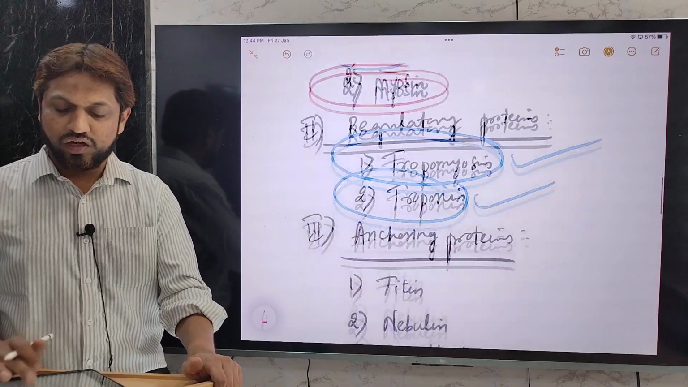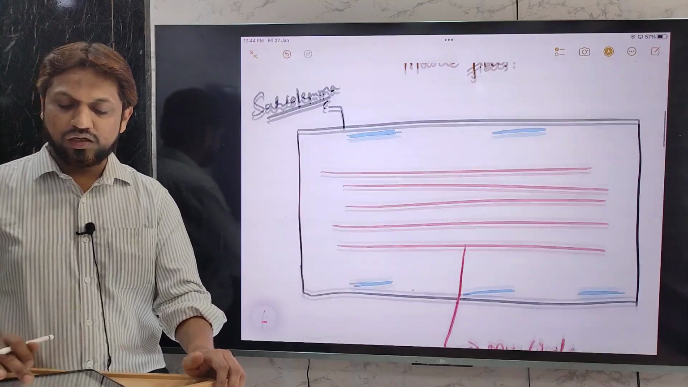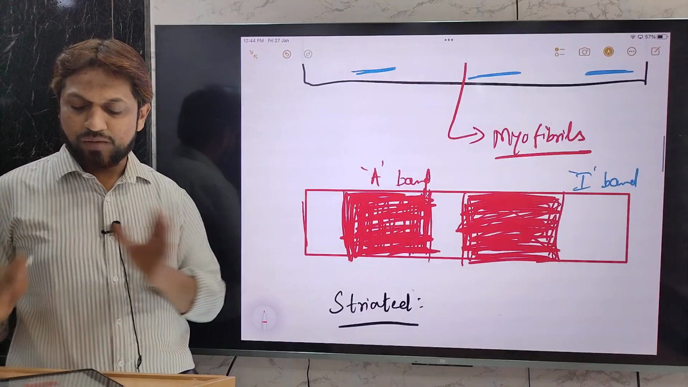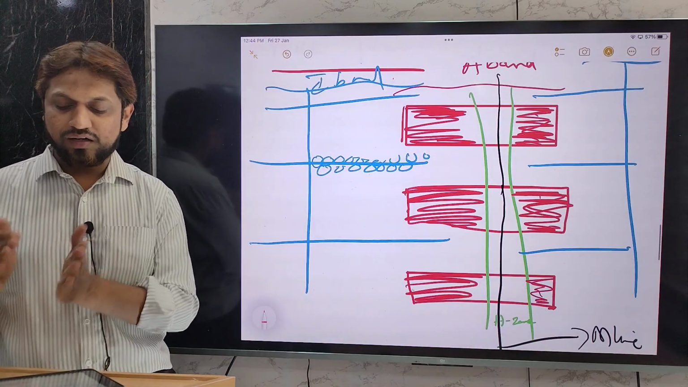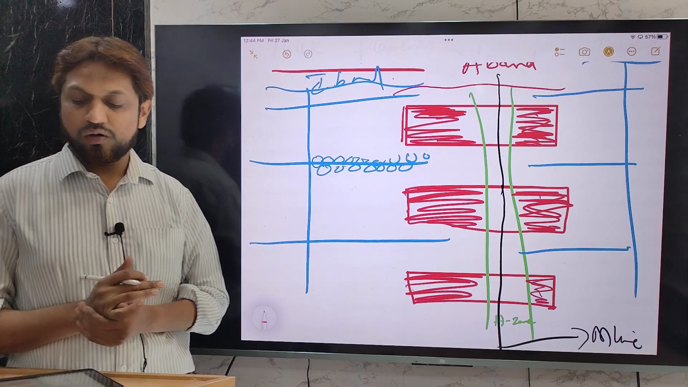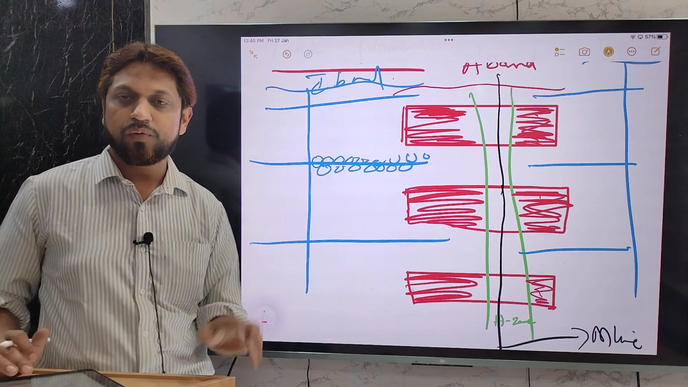So what we have discussed till now is that the muscle cell has numerous myofibrils. The myofibrils have alternate light and dark bands. The dark band is known as the A band, and in the A band mainly myosin proteins or myofilaments are present, whereas in the I band actin, tropomyosin and troponin are present.